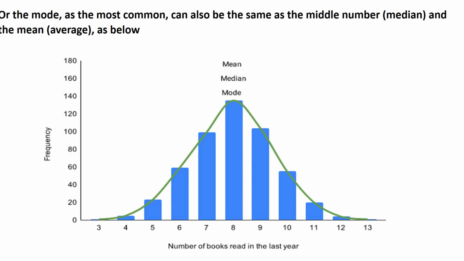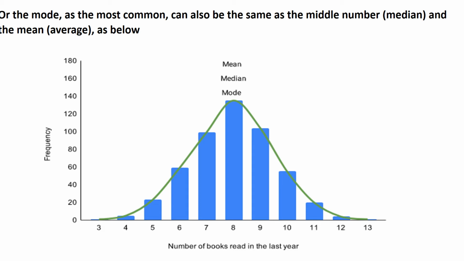Now, if you have the mean equal the median equaling the mode, that is called a normal distribution. We're going to talk a lot more about that the rest of the semester. But we need to recognize some things first.